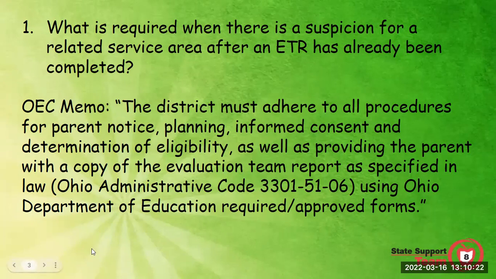But if it's a simple case of, we've done the ETR and something's popped up later, there's a fine motor concern or a gross motor concern or whatever the case may be that just wasn't there before, then you do have the ability to only evaluate for that area. So what you have to do, and I took this right from the memo, is you have to follow the same process that you would for a regular evaluation. So you've got to give the parent notice. You have to do the planning form, and obviously you're only going to check the area that you're going to assess.